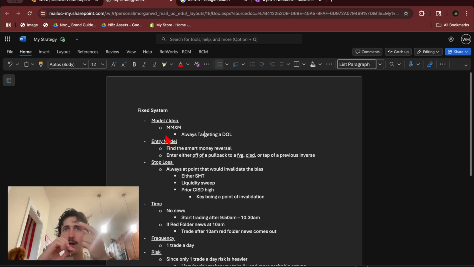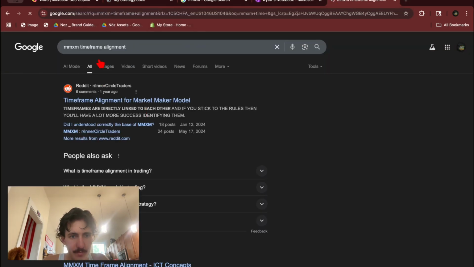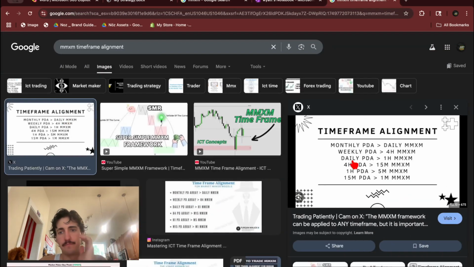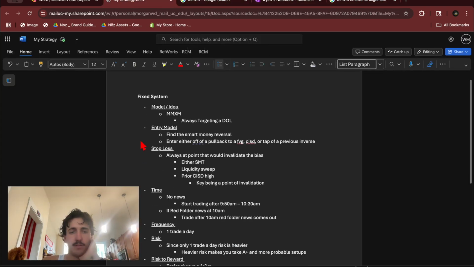There's a couple things you need: some sort of liquidity taken and a touch of a high time frame PD array. If you have an hourly market maker, hourly fair value gap, it's going to be a 15-minute PD array or 15-minute market maker model. This right here, right? So this is how it works. 15 minutes is going to be a 1 minute model. 1 hour is going to be 5 minute, 4 hours. So you can kind of tell, okay, what PD array do I have? This is the time frame I should be looking for. Okay, so that's the model, right?